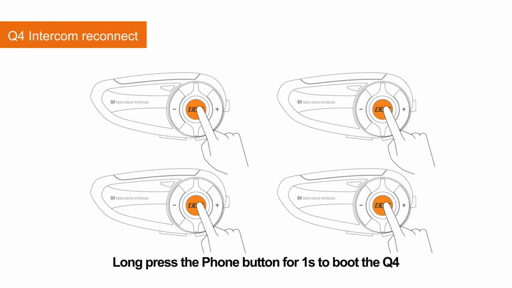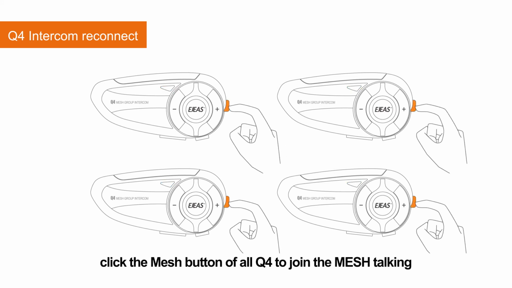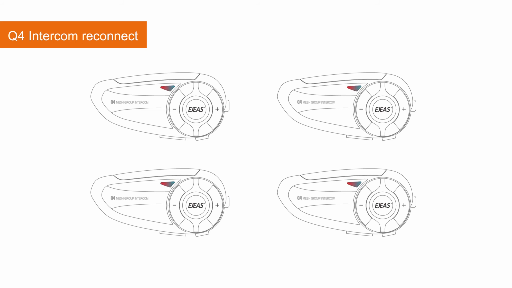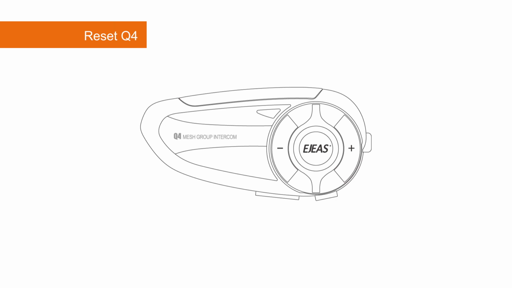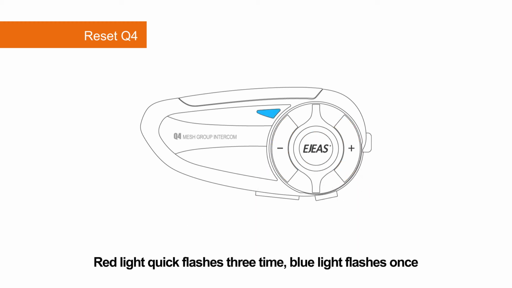Long press the phone button for 1 second to boot the Q4. Click the mesh button of all Q4 to join the mesh talking. Long press the volume up, phone button, and volume down of Q4 for 5 seconds. Red light quickly flashes 3 times, blue light flashes once, clearing is successful.